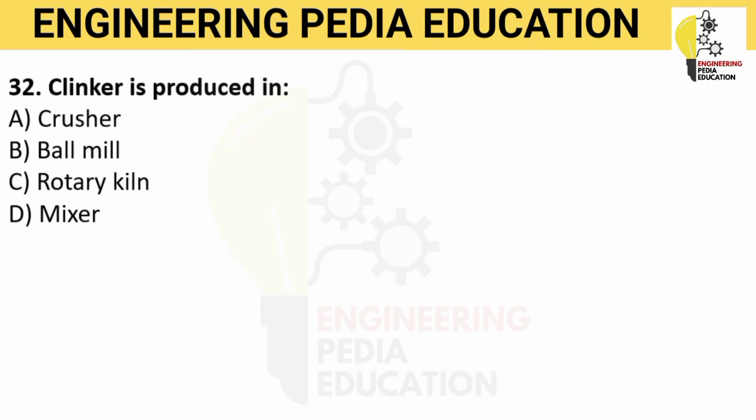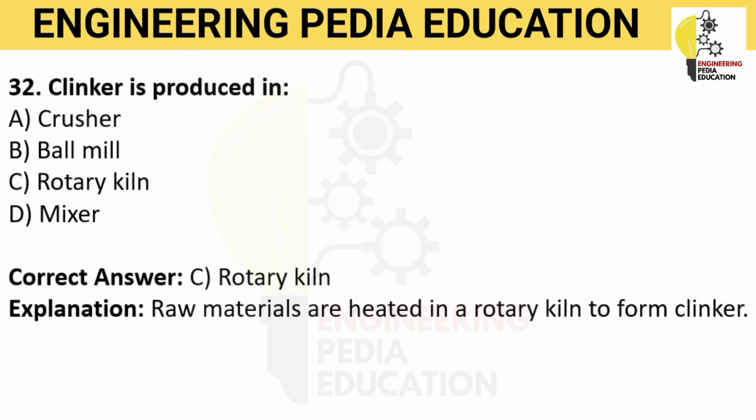Clinker is produced in crusher, ball mill, rotary kiln, or mixer? So the correct answer is rotary kiln. Raw materials are heated in rotary kiln to form clinker.